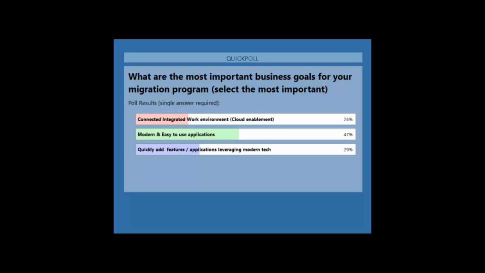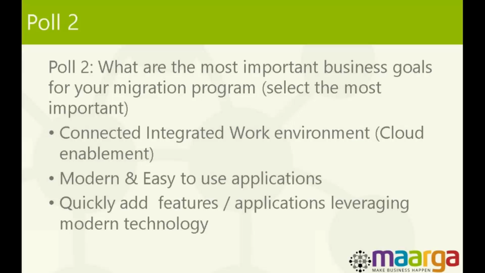So 24% believe that a connected integrated work environment is the most important. Modern and easy to use applications is the most popular, 47%. And the ability to quickly add features and applications is 29%. Thanks, Scott. I know it's a trick question, right? I mean, most of you probably wanted to answer all three. But what we see is quite often there is this need. Some of the old applications in Notes can look pretty clunky, and so anything is better than having to work with that. That is definitely an answer that we keep hearing.